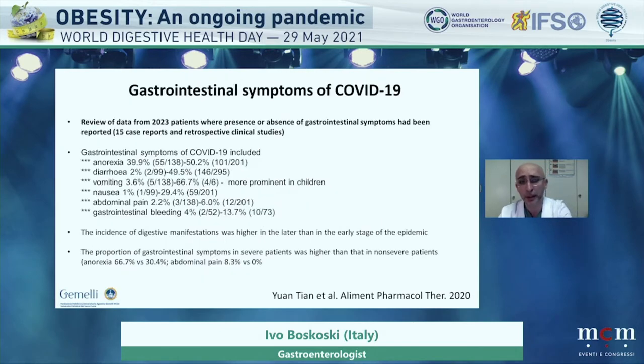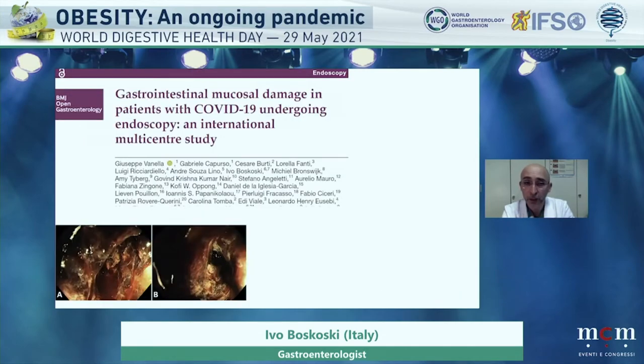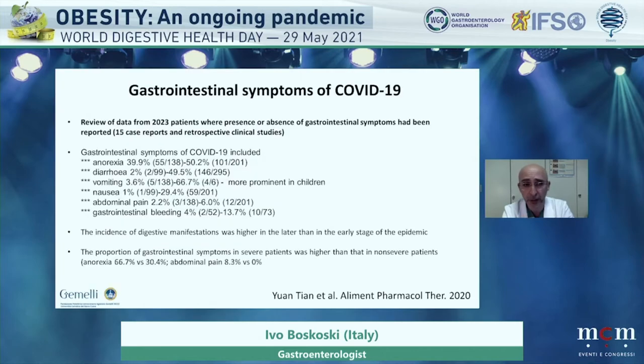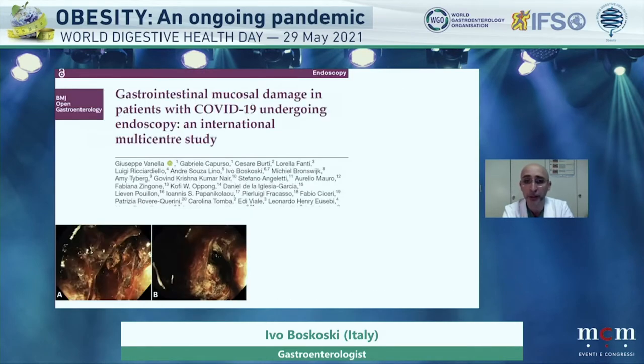The gastrointestinal symptoms usually described with COVID-19 infection are anorexia, diarrhea, vomiting, nausea, abdominal pain, and gastrointestinal bleeding. The incidence of digestive manifestations in this review of data from 2023 patients was higher in the later than in the early stage of the epidemic. You see here we mentioned gastrointestinal bleeding in 4% of the cases, up to 13%.